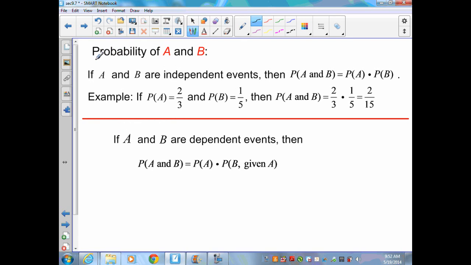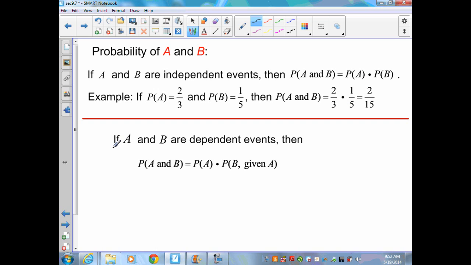Probability of A and B. If A and B are independent events, then the probability of A and B equals the probability of A times the probability of B. Here's a quick example. If the probability of A is 2/3 and the probability of B is 1/5, and they are independent events, then the probability of A and B equals 2/3 times 1/5, or 2/15.